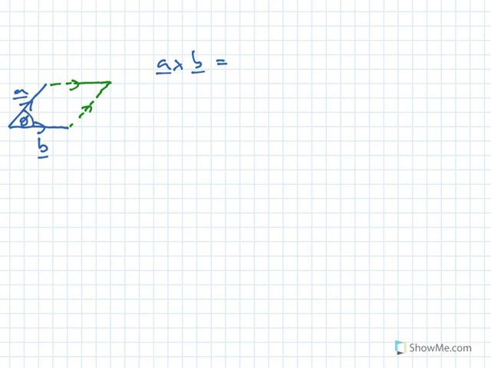Hopefully when I asked you to write down A cross B, you wrote down the magnitude of A times the magnitude of B, sine theta, and then the unit vector normal to both A and B. Okay, what I want you guys to do is find out what the magnitude of A cross B is.